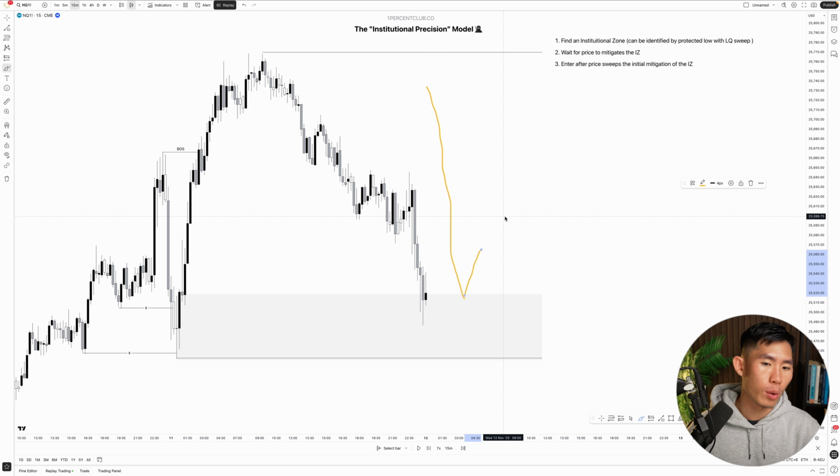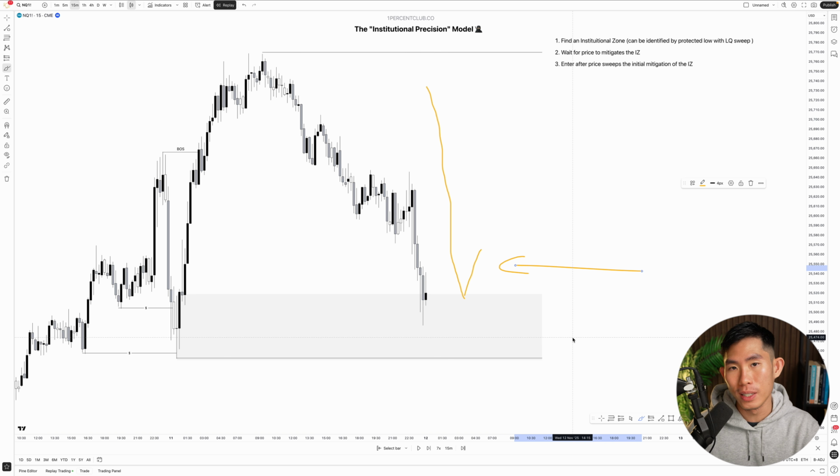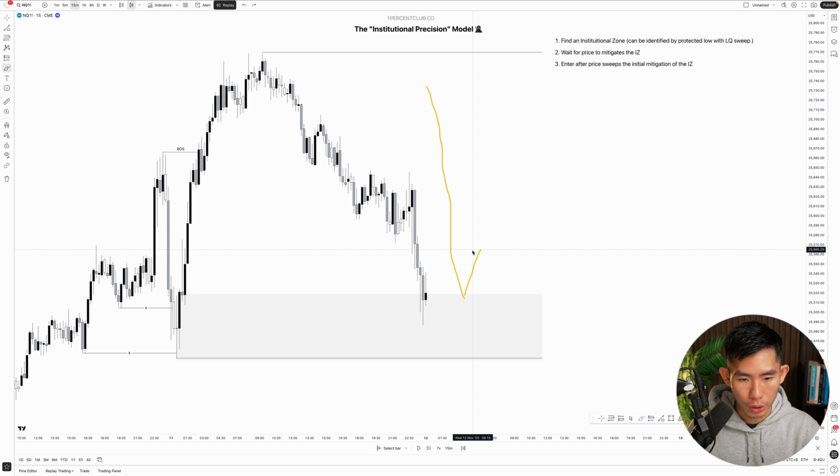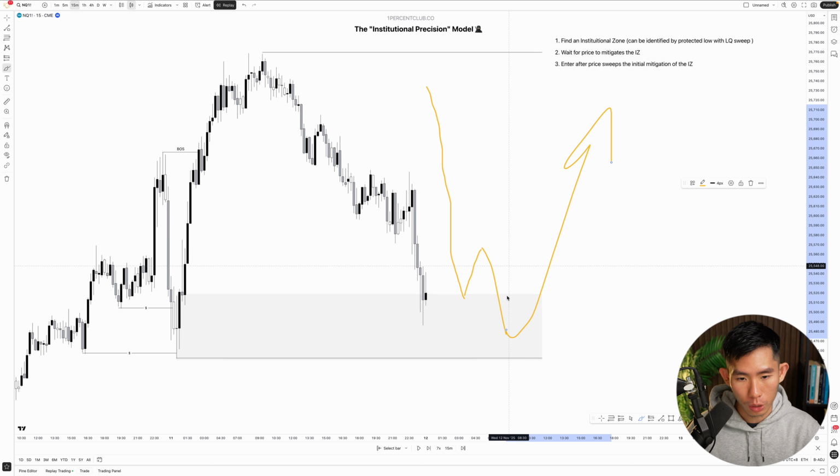But we don't really want to enter on the initial mitigation because the initial mitigation is usually an inducement, which means it's a trap laid out by the institutions, the smart money, the big banks, so that they can bait retail traders to enter early. And then later on, price comes down, sweeps all the stop losses right here before it actually starts reversing, right? Before the real move actually happens. So we don't want to become the liquidity. We want to make sure that we are spotting the liquidity.